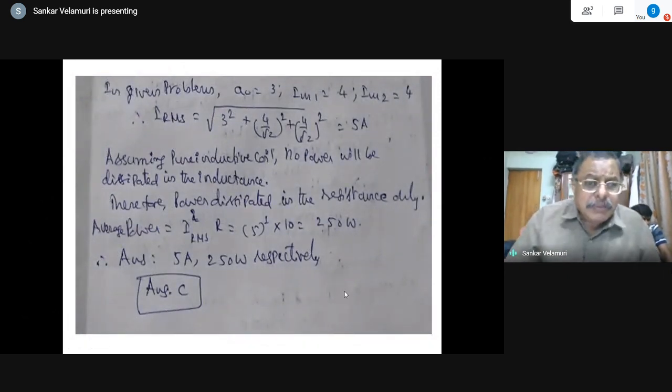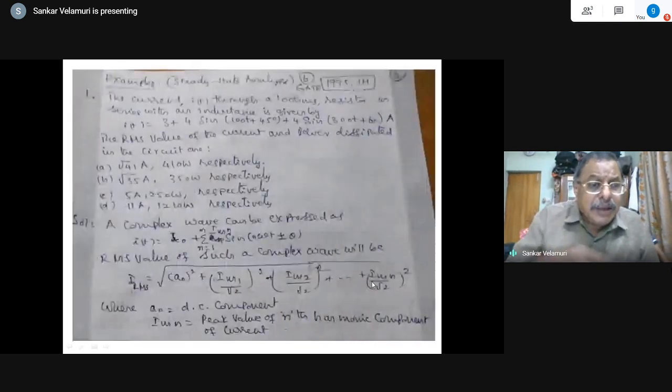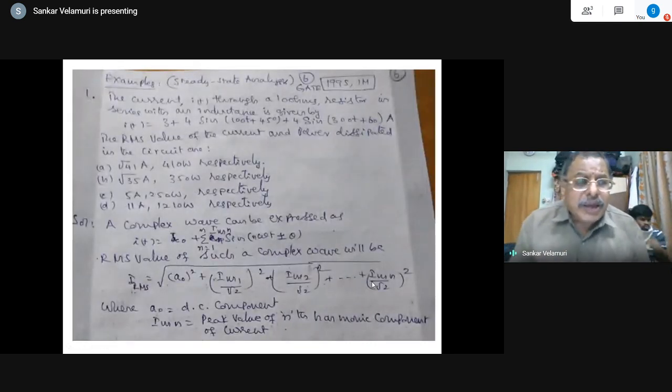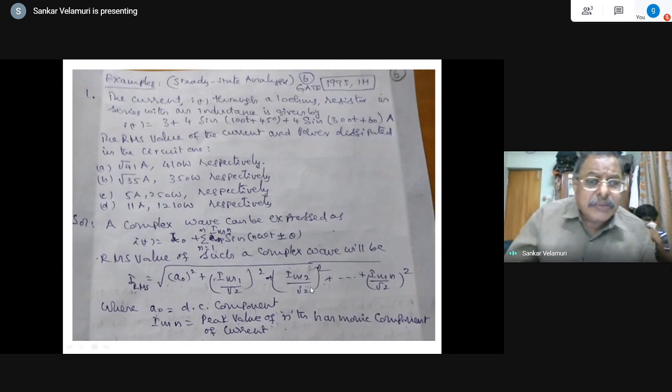In the given problem, now I repeat the statement of the problem. The current i(t) through a 10 ohm resistor in series with an inductance is given by i(t) equals 3 plus 4 sin(100t plus 45 degrees) plus 4 sin(300t plus 60 degrees), in amperes. The RMS value of current and power dissipated in the circuit are: square root 41 amps, 410 watts; square root 35 amps, 350 watts; 5 amps, 250 watts; 11 amps and 1210 watts respectively.